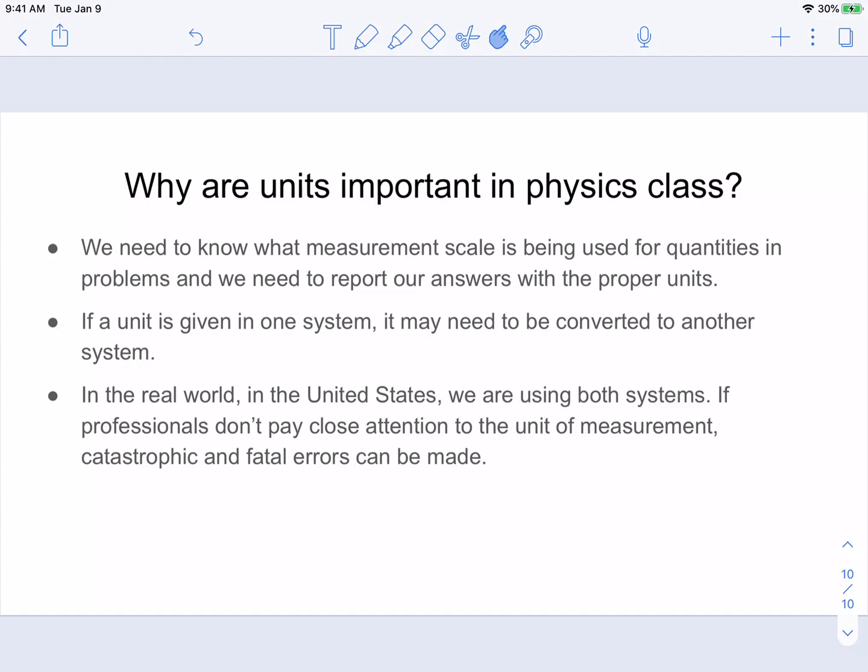If professionals don't pay close attention to the unit of measure, it could cause catastrophic and fatal errors. And it has happened throughout history that these 2 systems were mistakenly intertwined without proper conversions, and we've had a lot of different issues. So managing the 2 systems, you really have to make sure you keep track of what system you're using and what units are associated with your measurements.